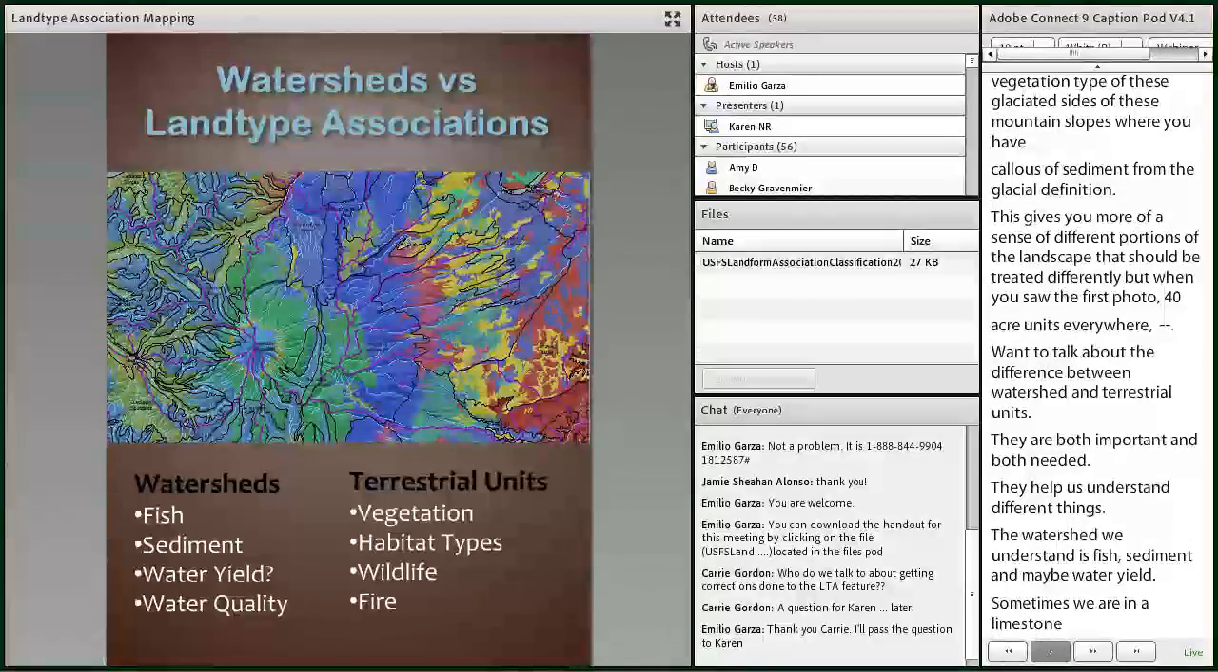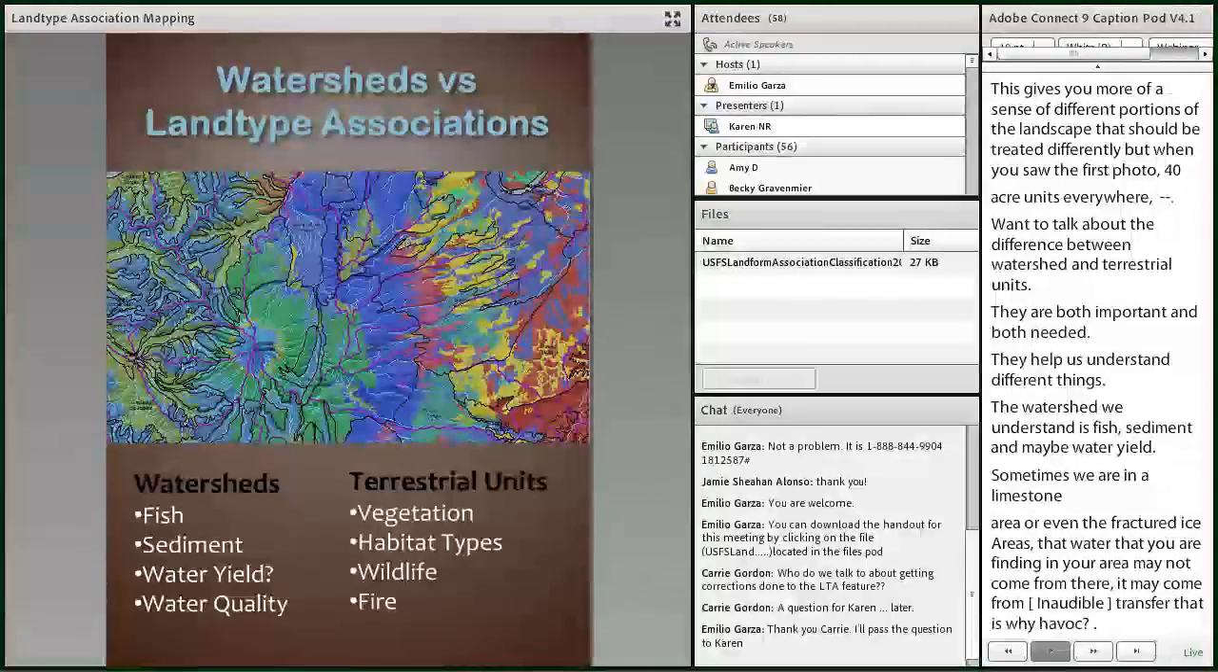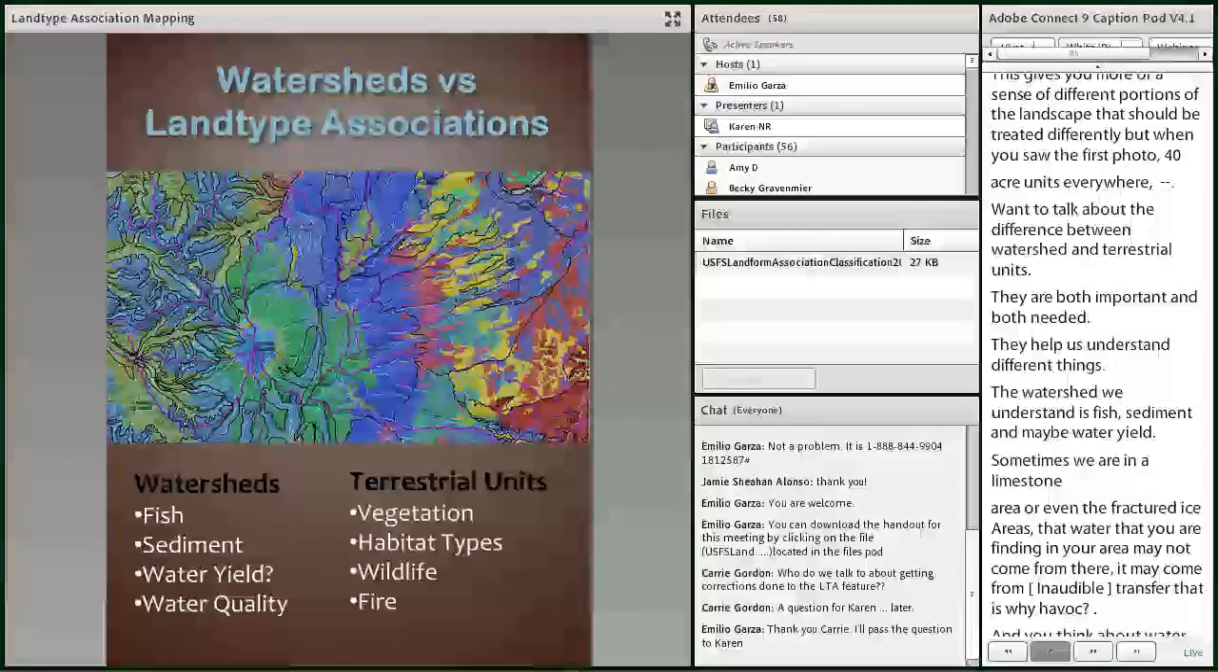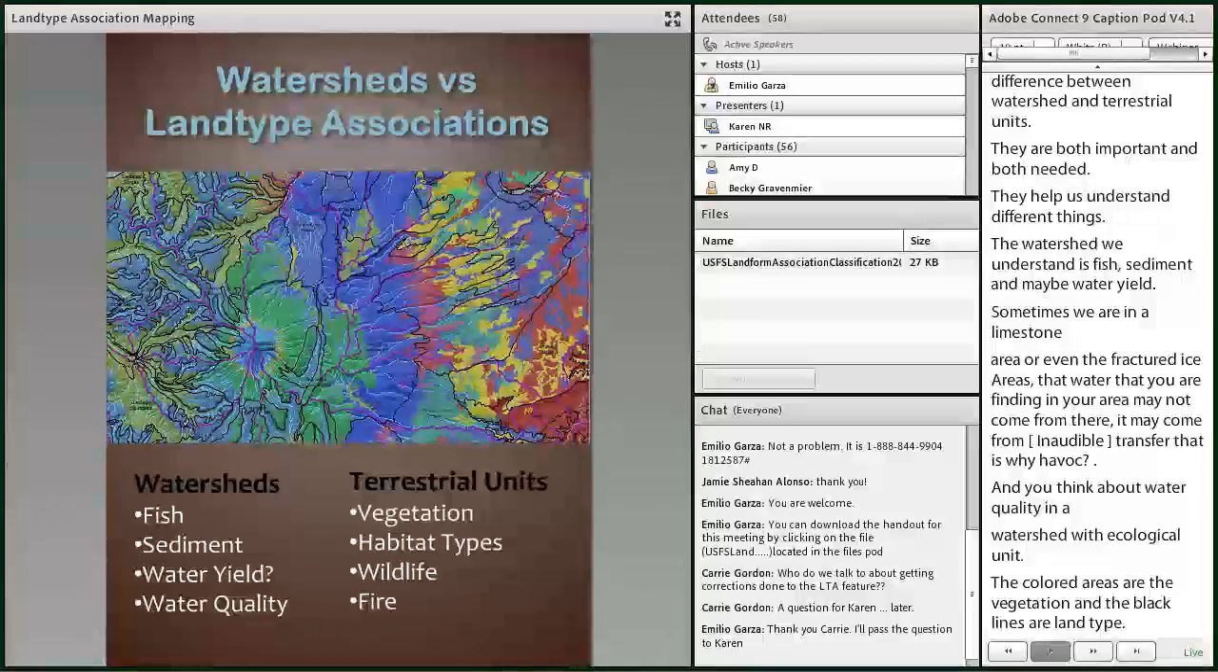And you can think about water quality in a watershed ecological unit. So these purple areas are your watershed. The colored areas are your vegetation, and the black lines are your land type. So terrestrial units speak more to vegetation, habitat, wildlife movement, maybe fire movement across the landscape. So they really have different roles, and they're really both important.